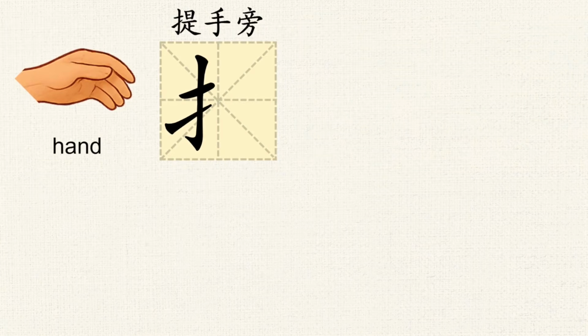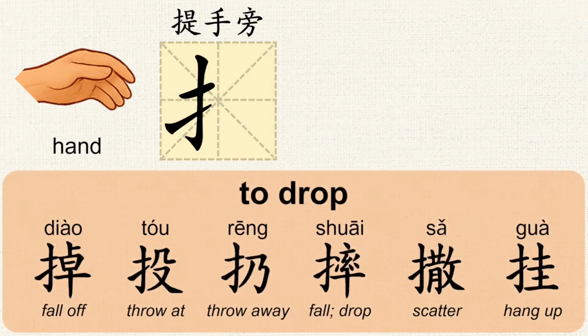There's also a lot of verbs that relate to dropping or releasing something. Diao means to fall down. Tou and reng both mean to throw, but tou is throwing something with a target, whereas reng just means to throw away or discard. Shui is used when someone drops something or when they themselves slip and fall. Sa means to scatter or sprinkle something, salt for example, and gua means to hang something up.